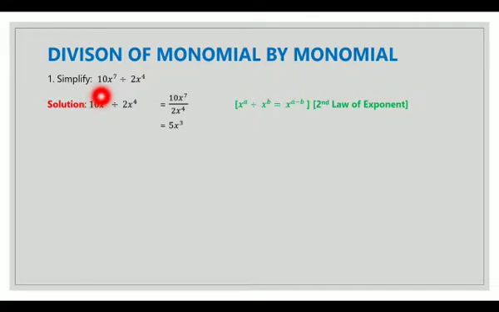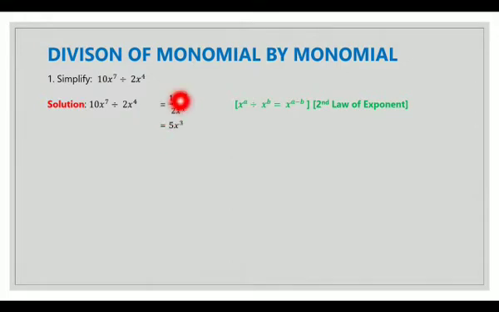The first one, 10x raised to 7 divided by 2x raised to 4. So now we are going to divide this monomial by the second monomial. So 10x raised to 7 upon 2x raised to 4. Now again we are using the second law of exponent, that is x raised to a divided by x raised to b equals x raised to a minus b. So here we are going to subtract the exponent powers.